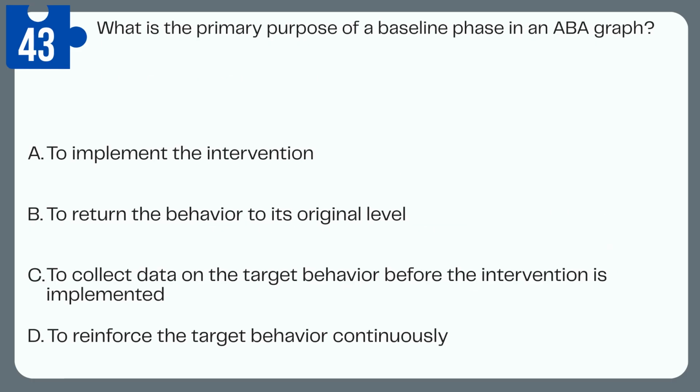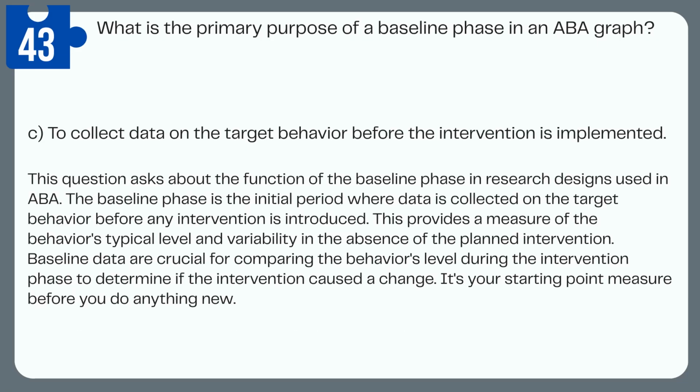Question 43. What is the primary purpose of a baseline phase in an ABA graph? A. To implement the intervention. B. To return the behavior to its original level. C. To collect data on the target behavior before the intervention is implemented. D. To reinforce the target behavior continuously. Answer: C. To collect data on the target behavior before the intervention is implemented.